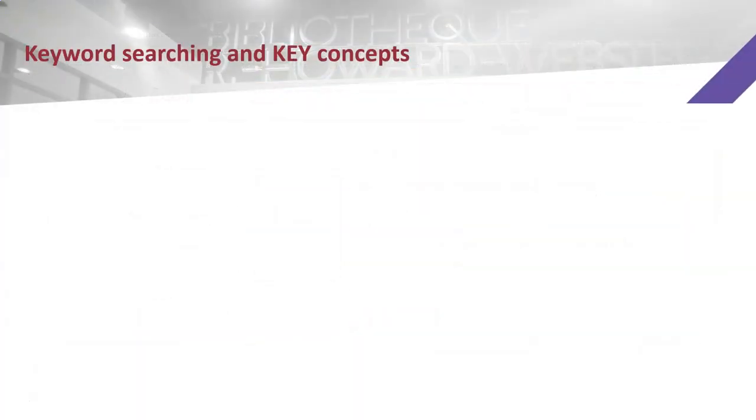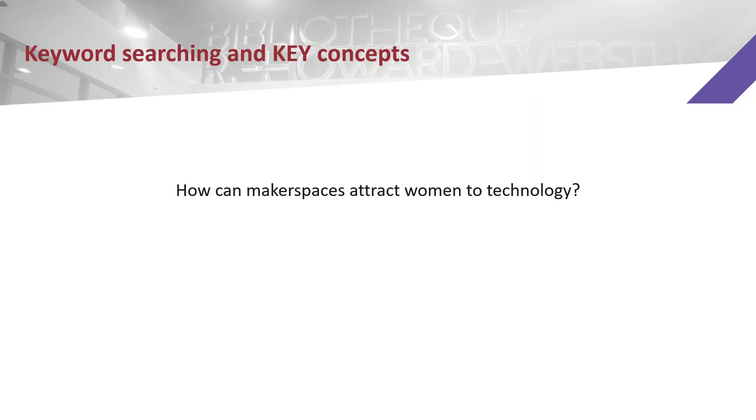Keyword searching does exactly what it says. It focuses on the key words and concepts that you are most interested in. Start with your research question and note the key words or phrases, not every word. What words must be in your search? In this topic, the key words are makerspaces, women, and technology.